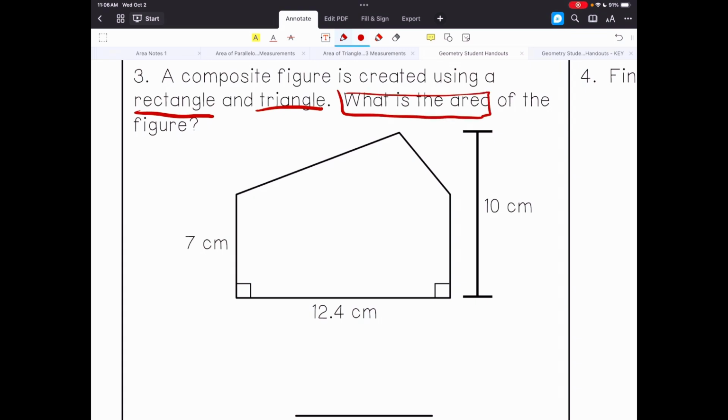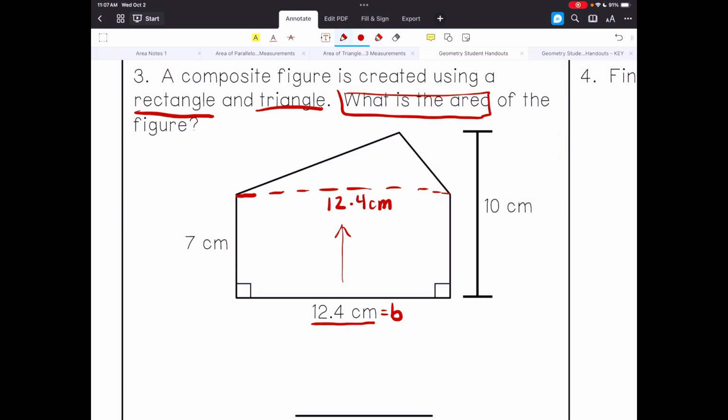And then we want to find what is the area, which means we'll have to use our area formulas. So I can see that the triangle is formed on top of this, just like the house one we did on the first side of this page. And then when I cut that, I see that the base is clearly 12.4 centimeters, and I can look across and put that as the base of the triangle as well. So 12.4 centimeters on the base of the rectangle and the triangle.